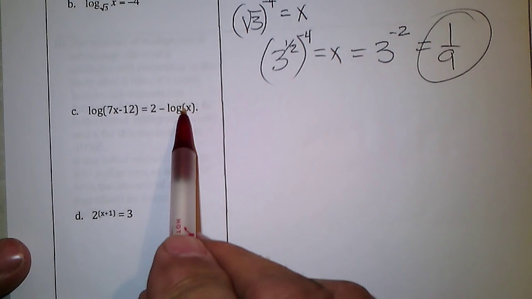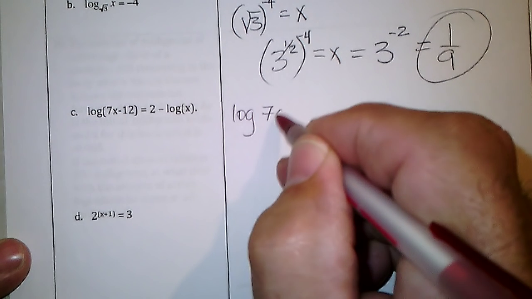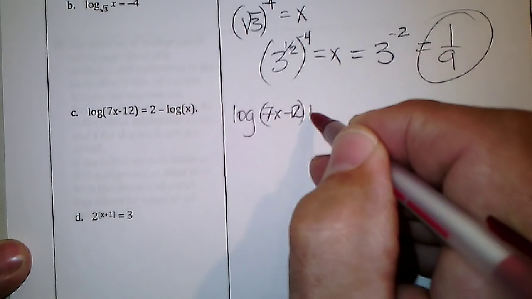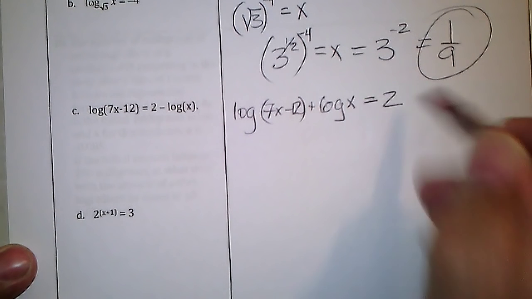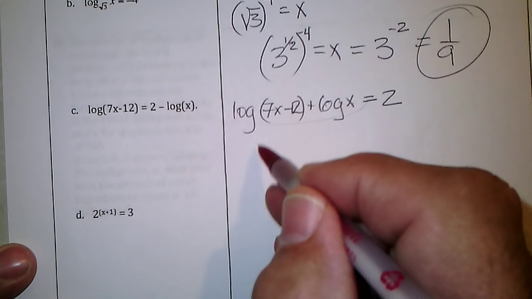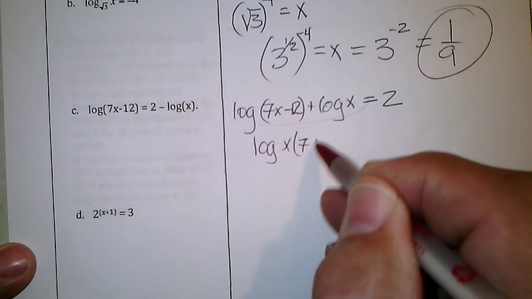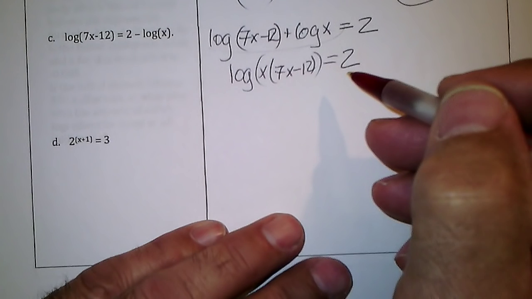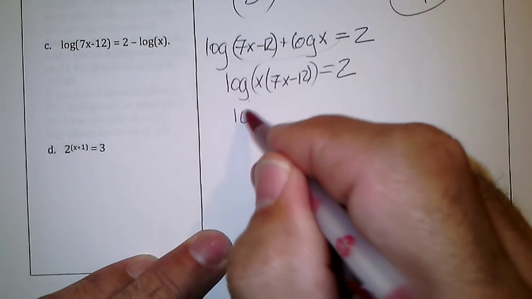Most people are taking and adding the log x to both sides, so we get the log of 7x minus 12 plus the log of x equals 2. To get this to be a single log, when you're adding, you multiply the arguments, so we get log base 10 of x times 7x minus 12 equals 2. So then I can write this as a power equation, 10 to the 2, which is 100.